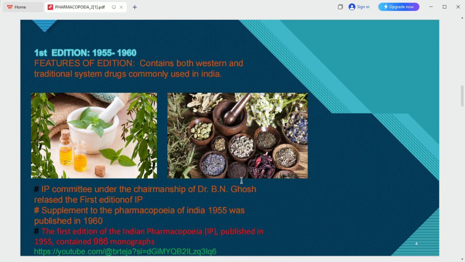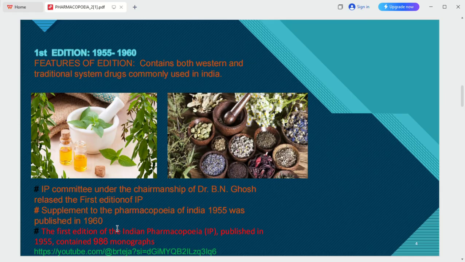Okay, the first edition: year of publication 1955, and addendum released in 1960. The main feature of this edition is that it contains both Western and traditional system drugs commonly used in India. The Indian Pharmacopoeia Committee under the chairmanship of Dr. B.N. Ghosh released the first edition of the Indian Pharmacopoeia. Who released the first edition? Dr. B.N. Ghosh. The supplement to the Pharmacopoeia of India 1955 was published in 1960.